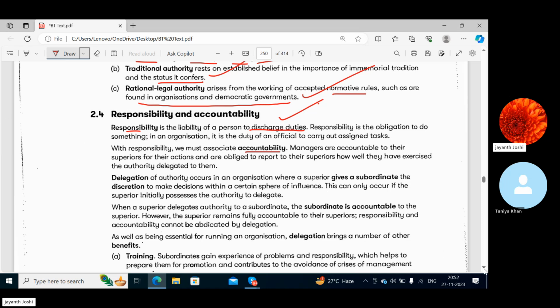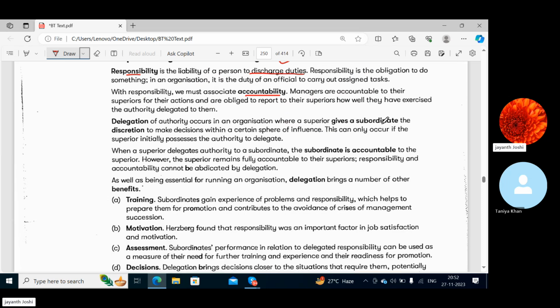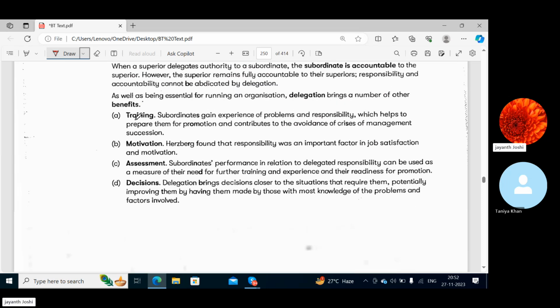Delegation we have already discussed: giving tasks to the subordinates. And what comes under delegation? Training, motivation, assessment, decision. Subordinates are trained, which gives them experience to perform certain tasks. Motivation: Herzberg found that responsibility was an important factor in job satisfaction and motivation.